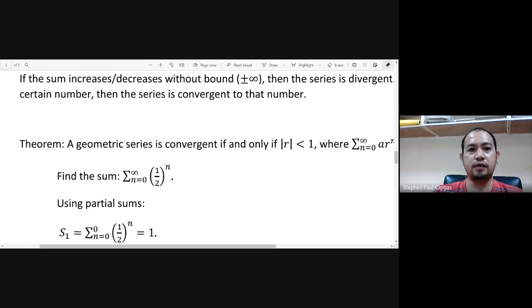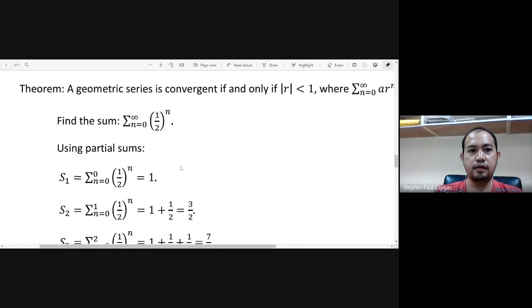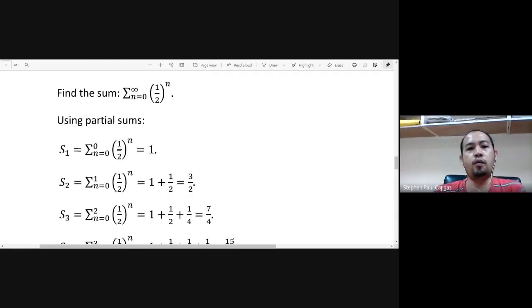Okay, so let's now have an example here. So we have the summation of (1/2)^n. So we want to find this sum. If we use partial sums, there is no need to use partial sums if you just want to solve it. I'm just including the partial sums here so that you can see the pattern and what happens.